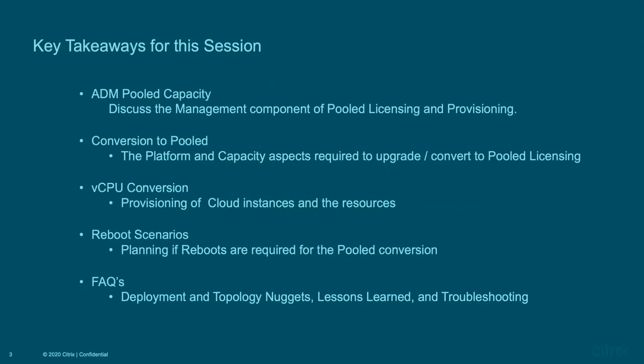Yeah, hopefully you're going to be able to understand once the session's ended how ADM, or Application Delivery Manager, functions when it comes to the pool capacity. The conversion to pooled, which is often a common ask: I've got a perpetual style license, I'm going to pooled, how does that actually work? And when we look at the CPU based conversion, how is that different?